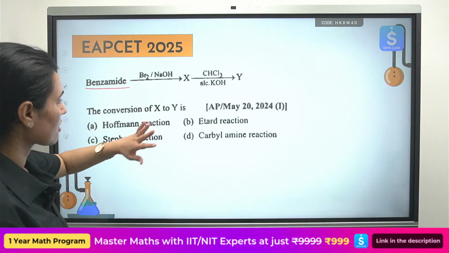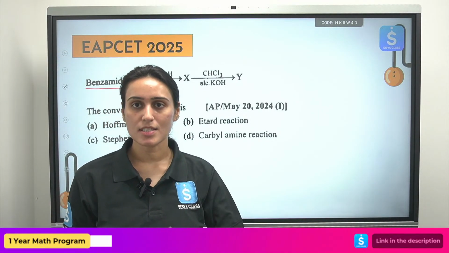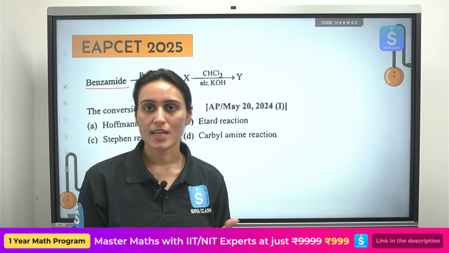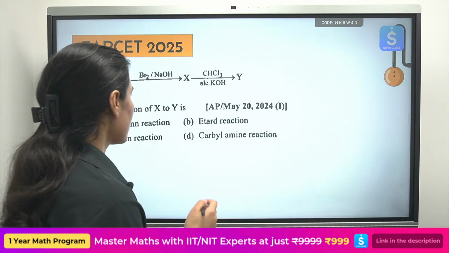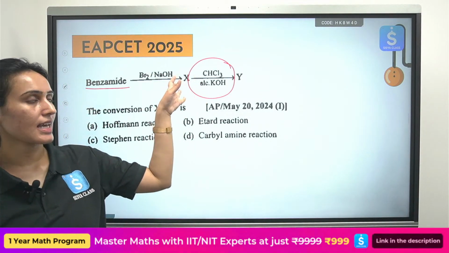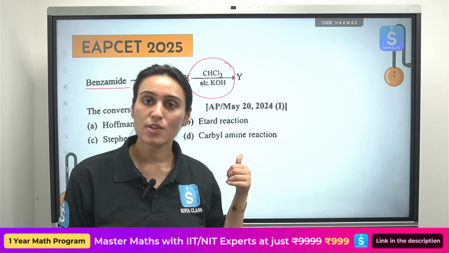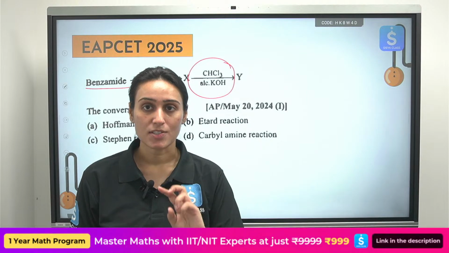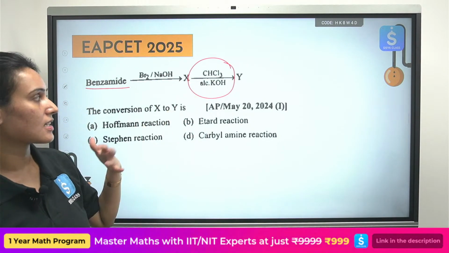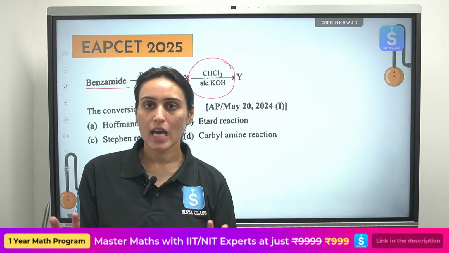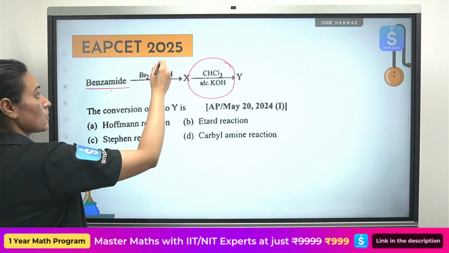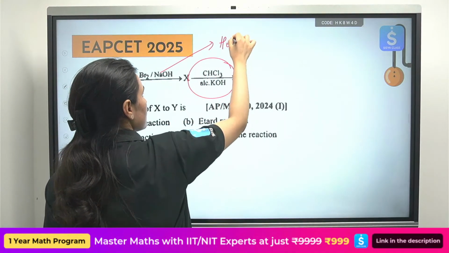Benzamide on Hofmann bromamide degradation. You have amide. You are doing Hofmann bromamide degradation. What will be the product? Amine, obviously. And then you are reacting it with CHCl3 in alcoholic KOH. So what are you doing? Carbylamine reaction. In this case, they are just asking you what is the reaction that is shown by X to Y. But they can ask you what is the reaction which is shown from benzamide to X also. So you should know that as well. This is Hofmann.